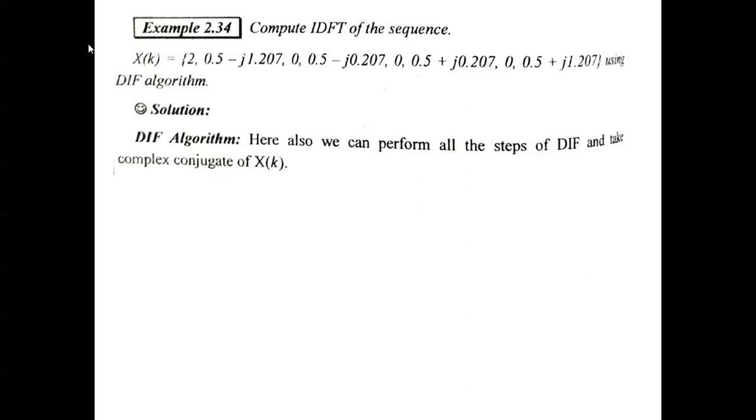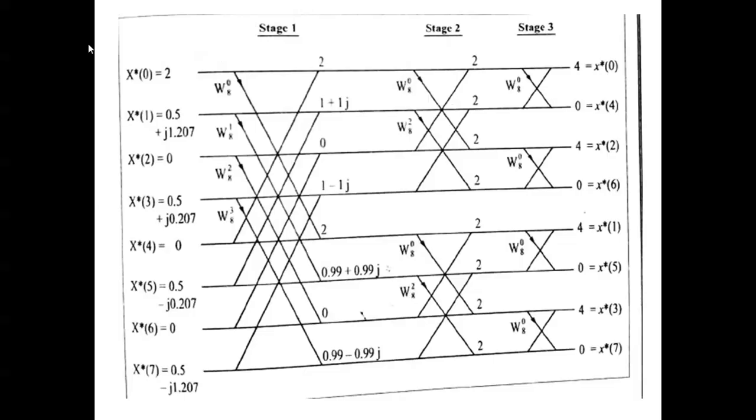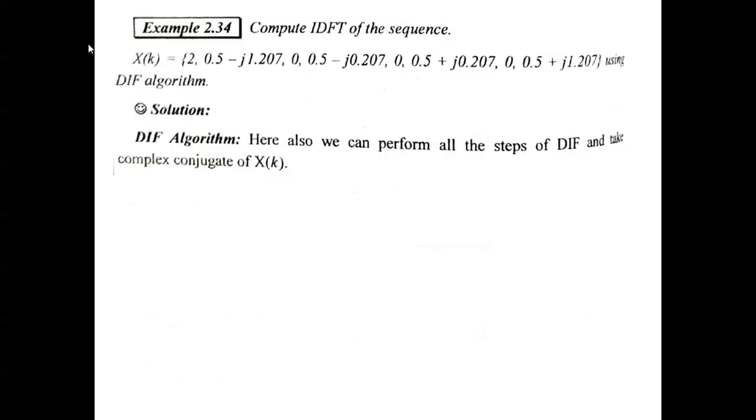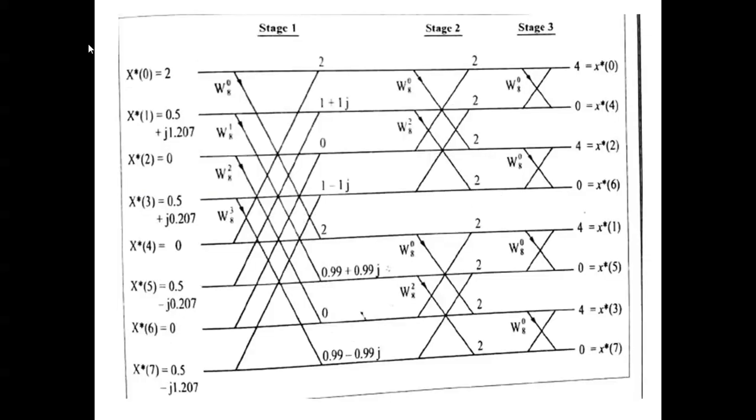We know DFT using DIT and DIF, so what's the difference? The main difference is the butterfly diagram. This is a butterfly diagram, starting with stage one, stage two and stage three. So it is DIF. For DIT, this is the way the diagram will be shown: first 2 point, then 4 point, and then 8 point. For DIF, this is the diagram.